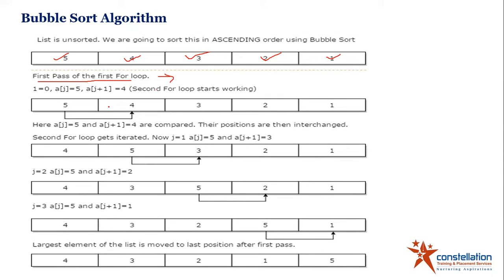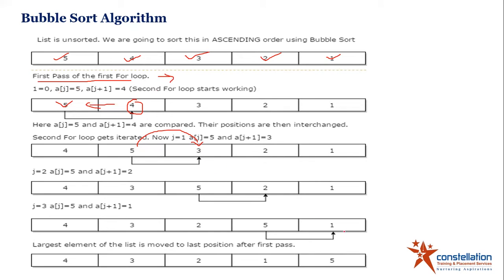Okay, now what happens is that 4, 5 is being compared with 4. Then what we see is that if the element is less than the other one, and if it is so, then we interchange. So 5 is greater than 4, so we swapped it. Then 5 came here. Now we are comparing 5 with 3, and if it is greater, then we are swapping it.